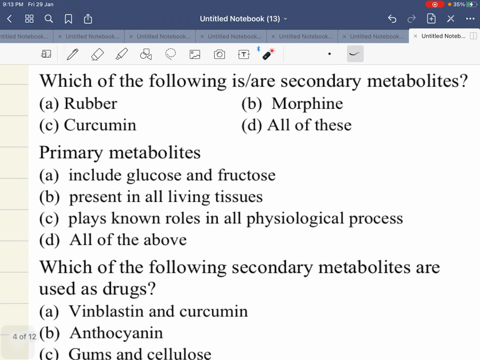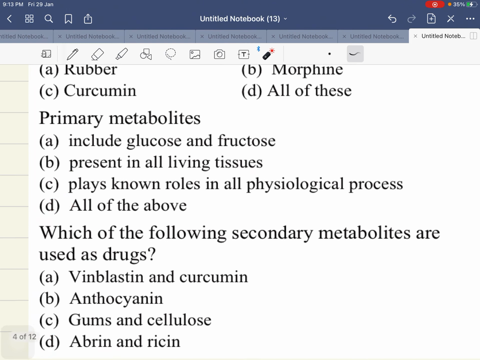Primary metabolites include glucose and fructose, present in all living beings, and play known roles in all physiological processes. We know the concept that primary metabolites are important for growth, development, and reproduction. So definitely they are carbohydrates, they are sugars, they are present in us, and they play a major role in physiological processes. So the answer will be all of the above.